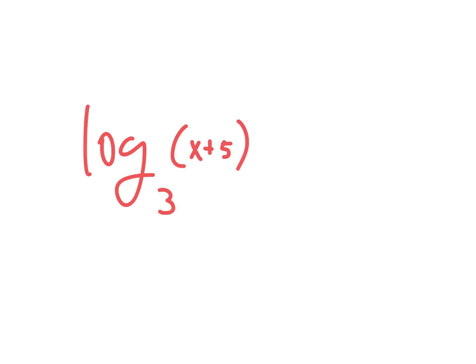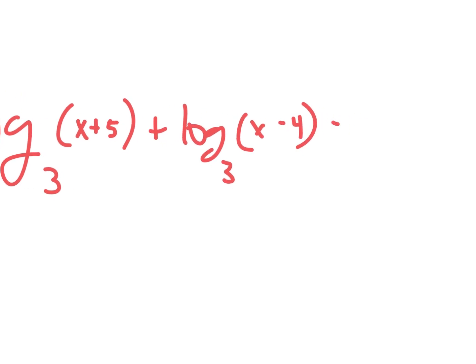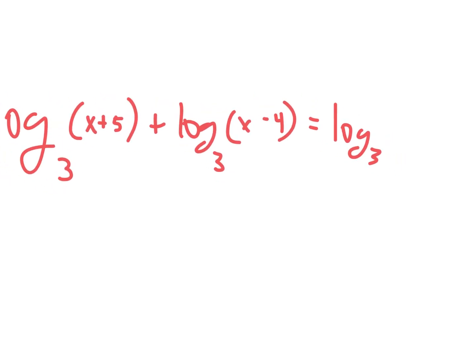log base 3 of x + 5 plus the log base 3 of x - 4 is equal to log base 3 of, let me think this through. I'm tempted to say log base 3 of 0, but what would be the problem with that? Yeah, it's an asymptote, it doesn't exist, can't have a 0 there, so I can't put a 0 there. I'll put an 8 there instead.